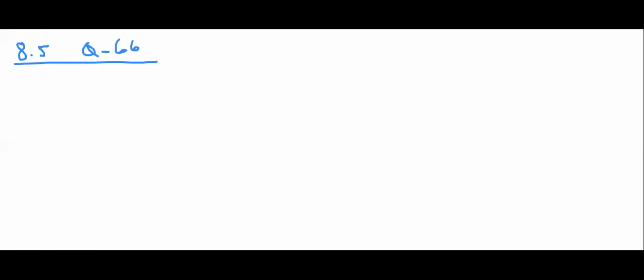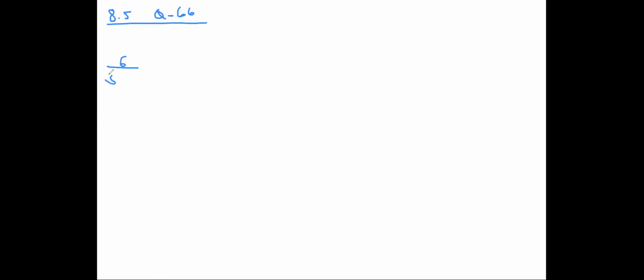Okay, 8.5. And the question we're going to do is 66. You're doing 65 for the homework. And the question says 6 over... Okay, so the question is rationalize. The keyword is to rationalize. Again, we mean you want to get rid of the radical from the denominator.